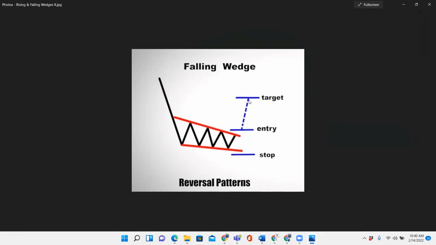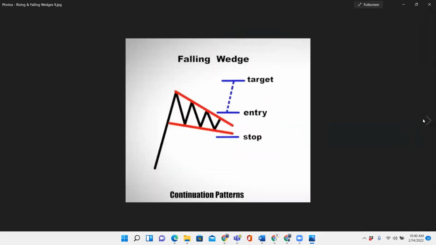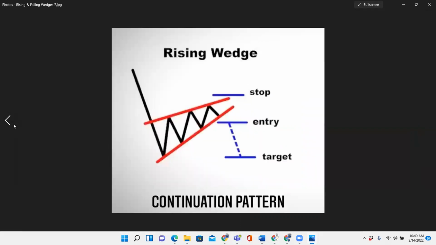Entry over here, target over here, stop loss over here. Why? Because this is a reversal pattern. Okay. We have an upward trend with a falling wedge. Enter here, target is here, stop loss is here. This is a continuous pattern. Okay, let's try that one more time.